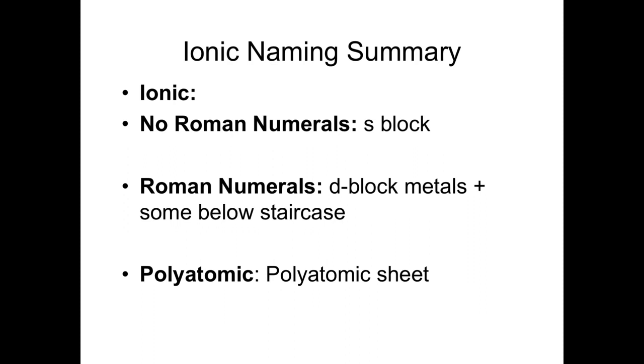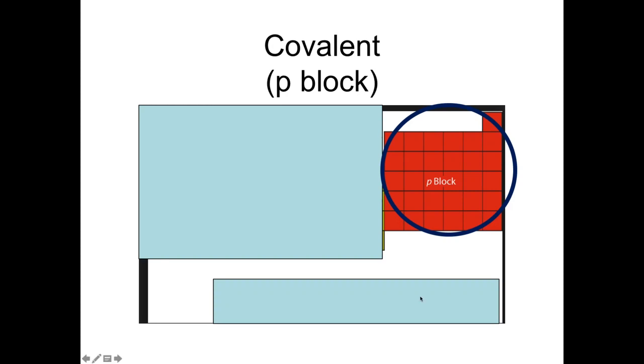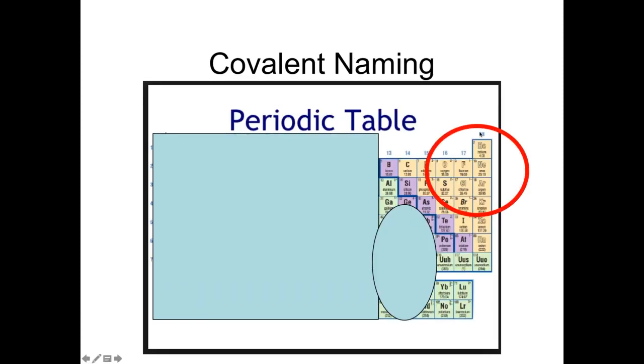The other type of naming is covalent. And covalent naming is straightforward. It's pretty straightforward and pretty easy. And all the covalent naming, you have items that are all above the staircase. So it's all these elements that are going to be above the staircase circled in red here.